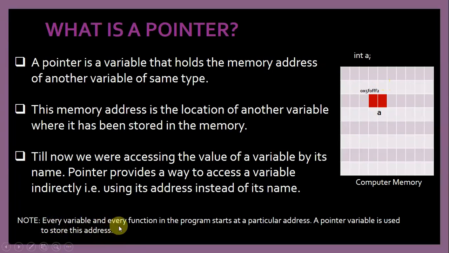Every variable and every function in the program starts at a particular address. You must know this: all the variables and functions start at a particular address, and a pointer variable is used to store this address. So if variable a starts at this address, a pointer variable of type integer, because this is also an integer variable, will hold this address. If the pointer variable wants to point to this variable, it will hold the address of this variable.